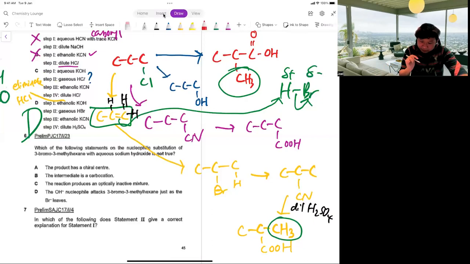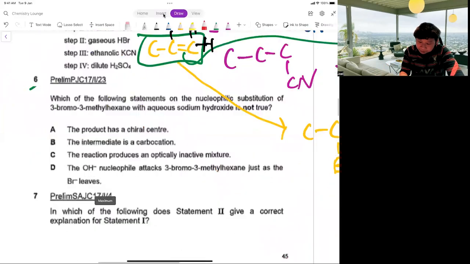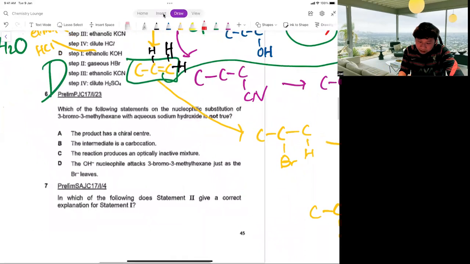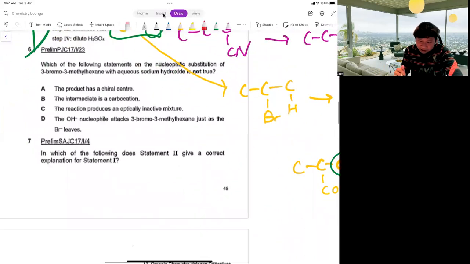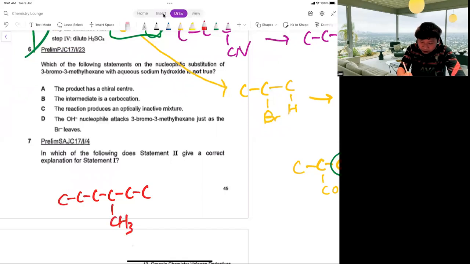Okay, last one. Are you ready? Which of the following statements on nucleophilic substitution of this? So I must go and draw again. No choice, must draw. Even though it's obvious, just draw it out. Very fast one. 3 methyl, 3 bromo. I don't know why today I like to start from the right one.